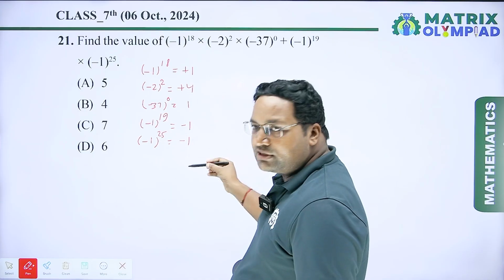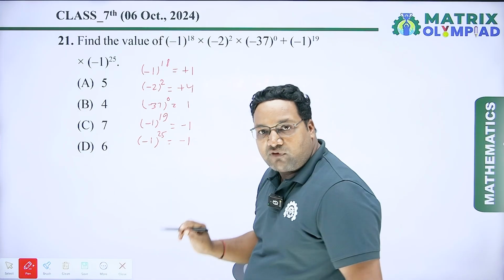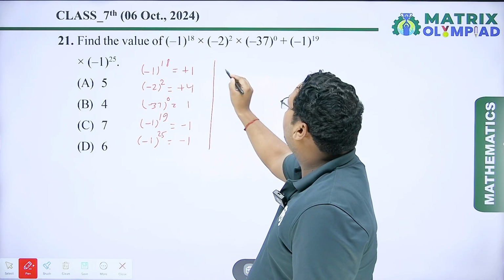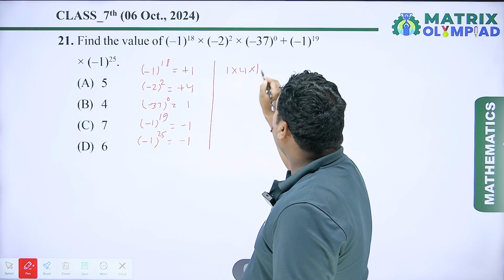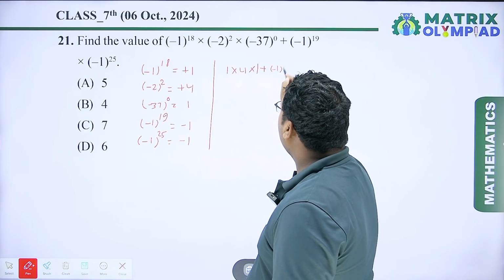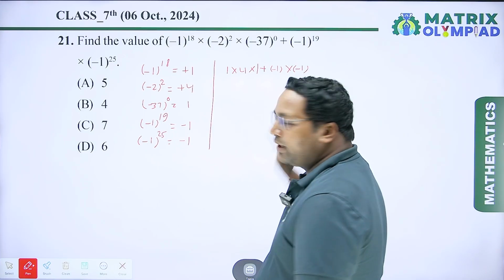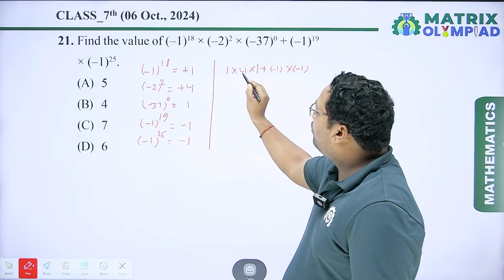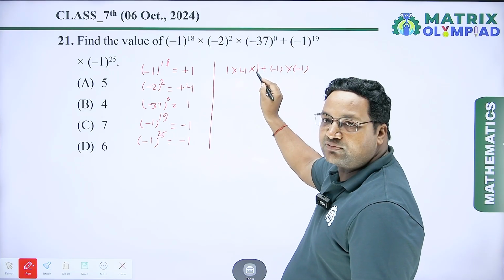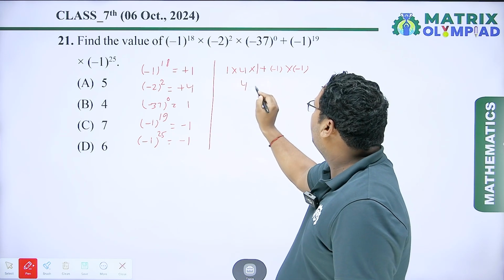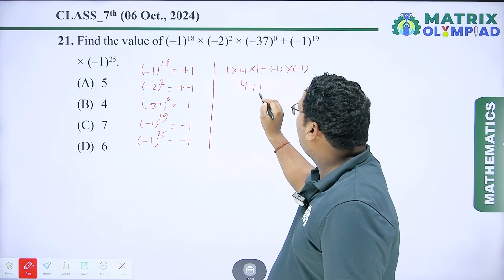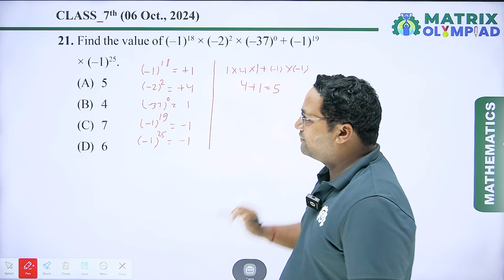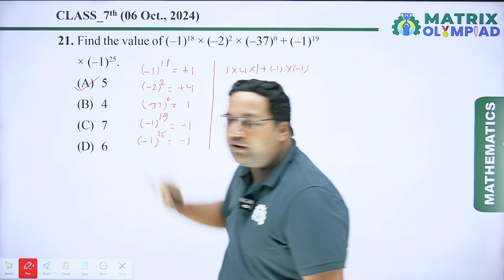So let's put all these values in this form. So we will get 1 into 4 into 1 plus minus 1 into minus 1. Now 4 into 1 is 4, 4 into 1 is 4, so it is 4 plus minus 1 into minus 1 is plus 1, so its value is 5. So the right option is option number A.